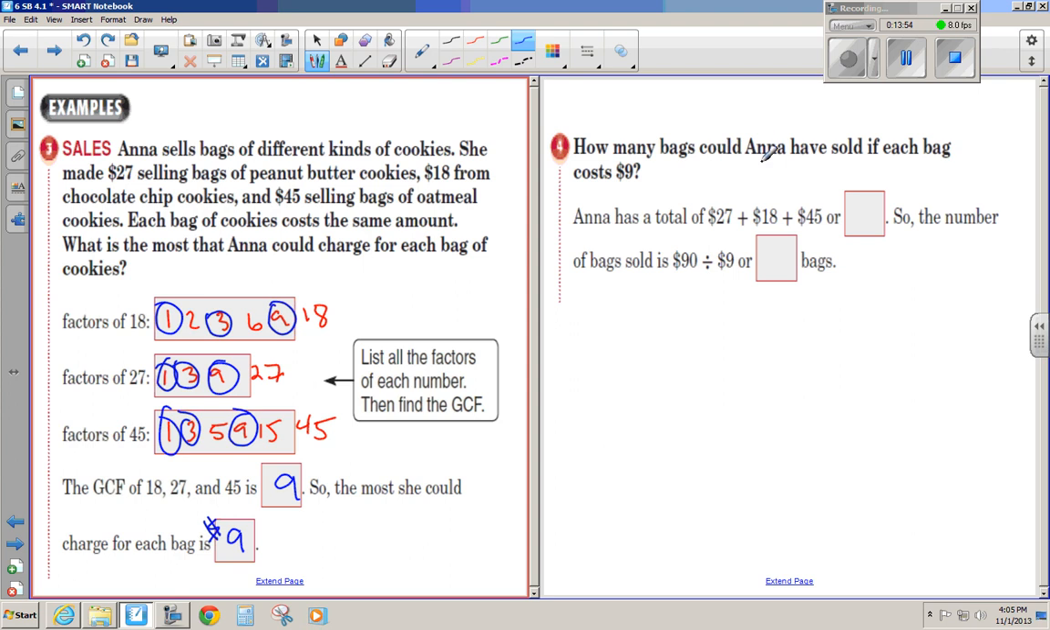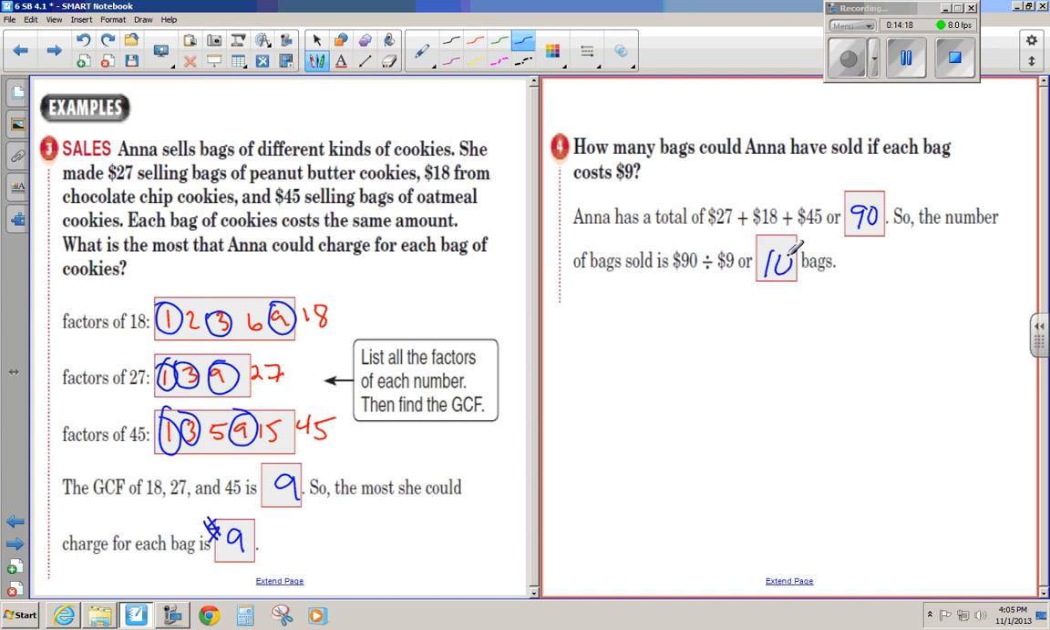How many bags can Anna have sold if each bag costs $9? Well, 27 plus 18 plus 45 is 90. So the number of bags is $90 divided by $9, a total of 10 bags.